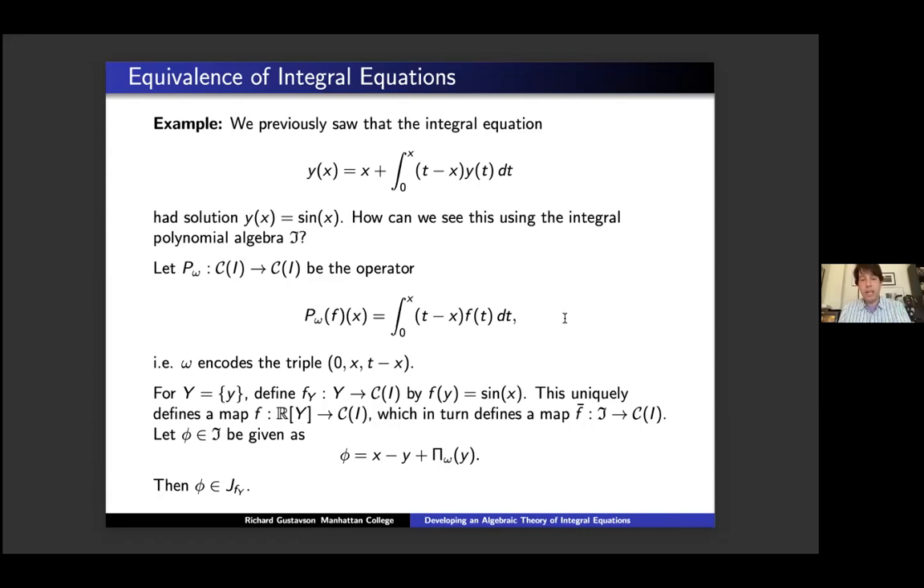And so what we're saying now is because sine x is a solution to this equation, then if we define phi to be this element of I, you notice that this is the equivalent of this equation. We're just moving y to the other side. Then sine x has to be in the kernel of this f bar.